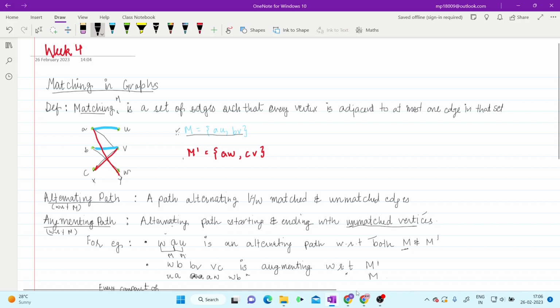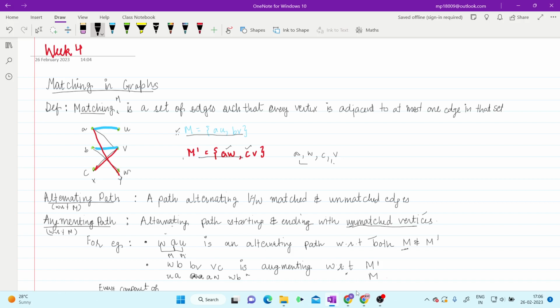In this example, if we want to construct an augmenting path with respect to M prime, these are the two red edges. If we want to construct an augmenting path with respect to M prime, we have to start with some unmatched vertex. In M prime, the matched edges are A, W and C, V. And what are the matched vertices? Matched vertices are A, W, C, V. So you have to start from a vertex other than these four vertices. So what are the vertices that are left?